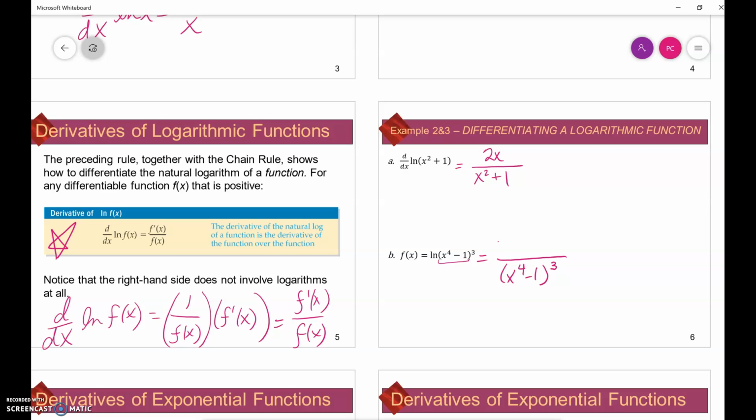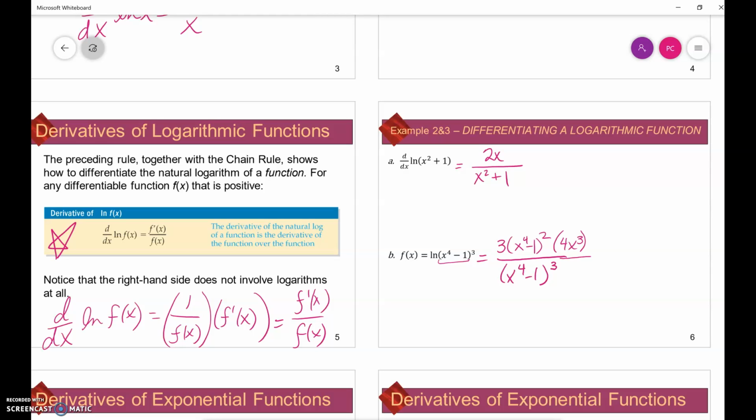Okay, so our 3 comes down, and I have x to the 4th minus 1 squared, and then I take the derivative of the inside, which is 4x cubed, and then minus 0, so I don't need that part. Now we can't leave it here because it does simplify.